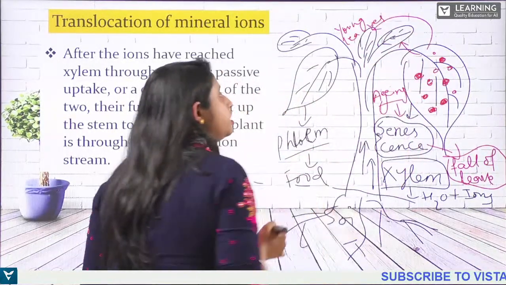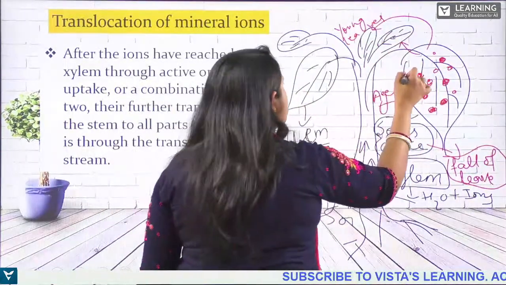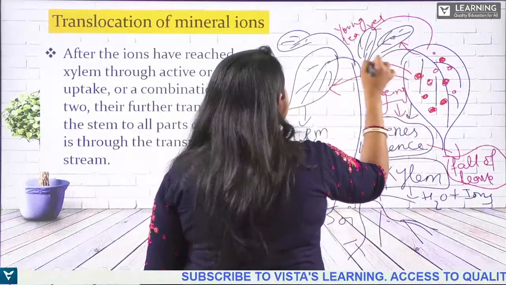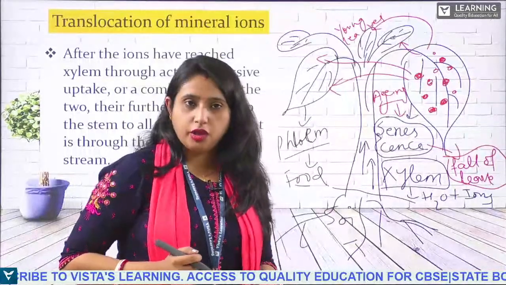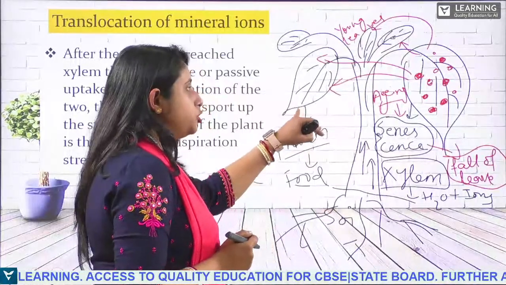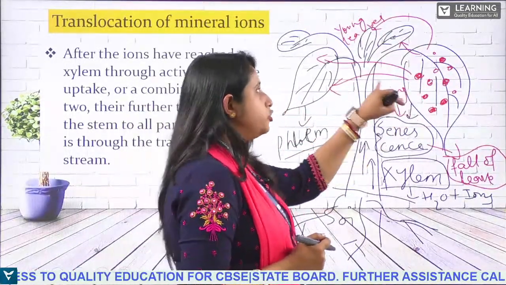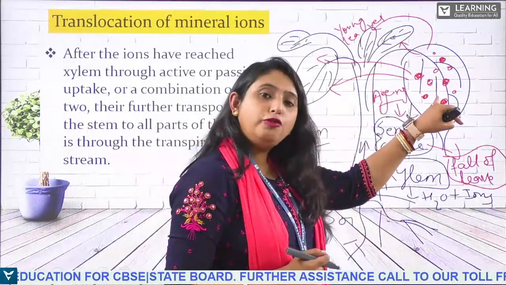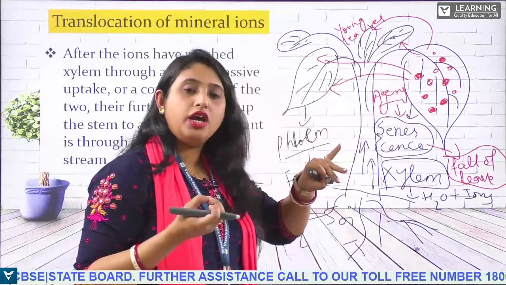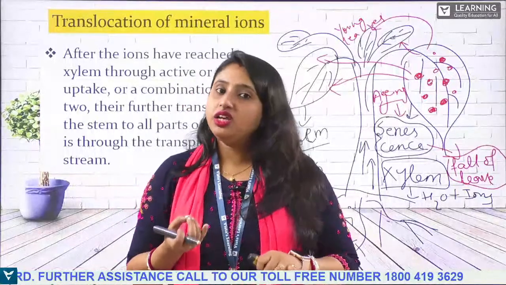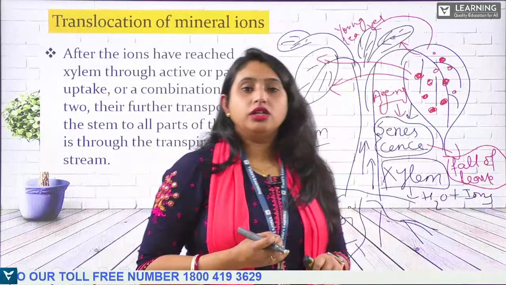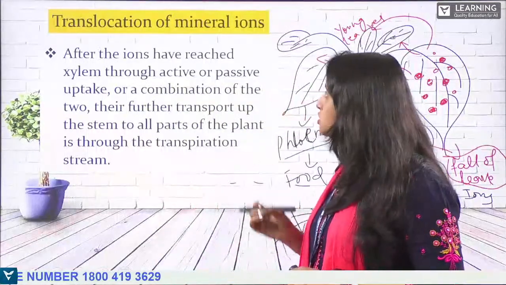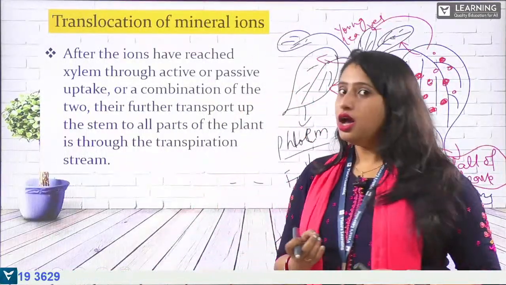Clear? So these mineral ions will be transported through the phloem. Through what? Through the phloem. They will be transporting these mineral ions from the older leaves to the younger leaves, which are growing in the apical meristem. So this is called the translocation of the mineral ion.